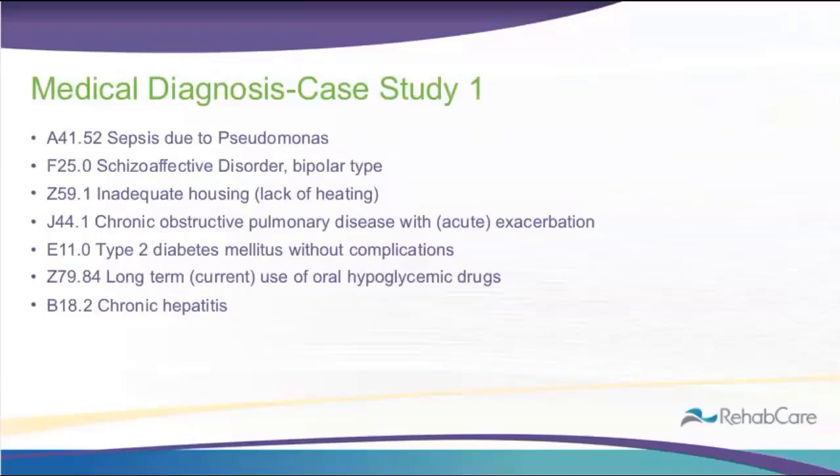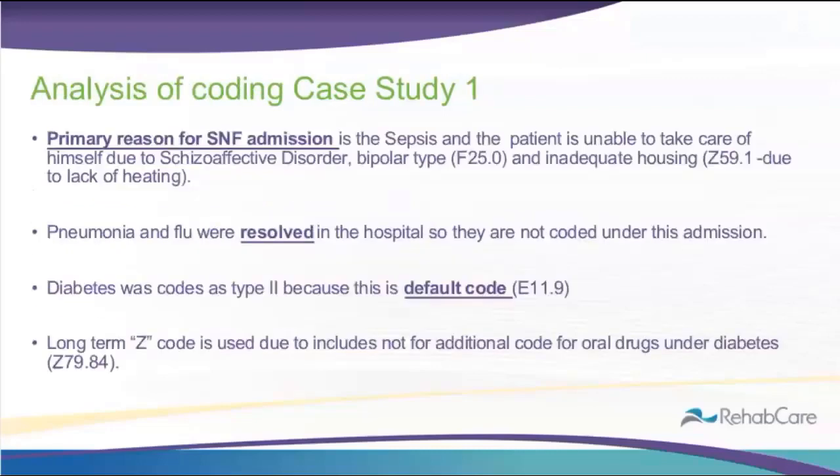A41.52, sepsis, is your first or your primary diagnosis. The schizoaffective disorder, bipolar, is number 2. Z59.1, which is inadequate housing. He didn't have heating in his home. J44.1 is your COPD with acute exacerbation. E11.0, type 2 diabetes mellitus without complications. Z79.84 is the long-term use of oral hypoglycemic drugs. And B18.2, chronic hepatitis.